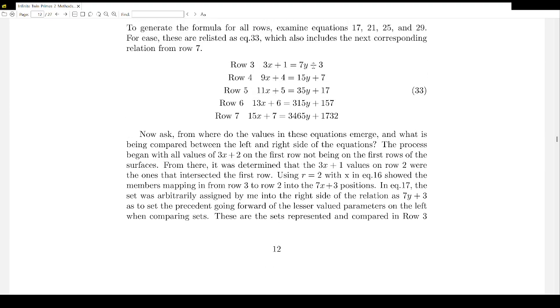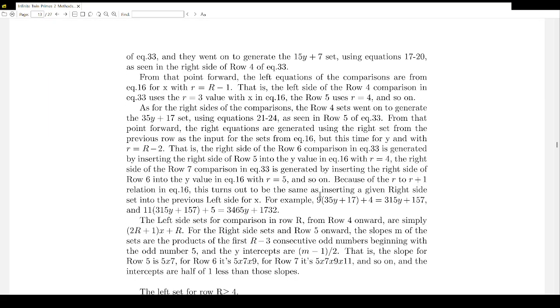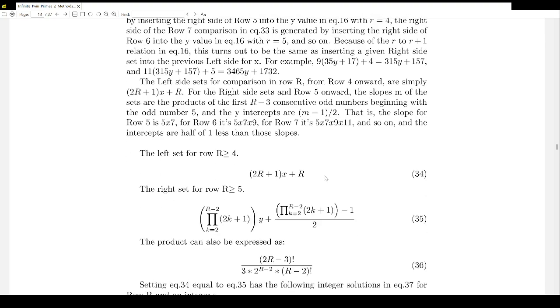So these sets went on to generate this value over here. And I'm pretty sure I'm going to go on to say that these sets went on to generate this value over here. And these sets went on to generate this value over here. And so forth and so on. But I'm sure I have it explained here, so we'll see in a second.